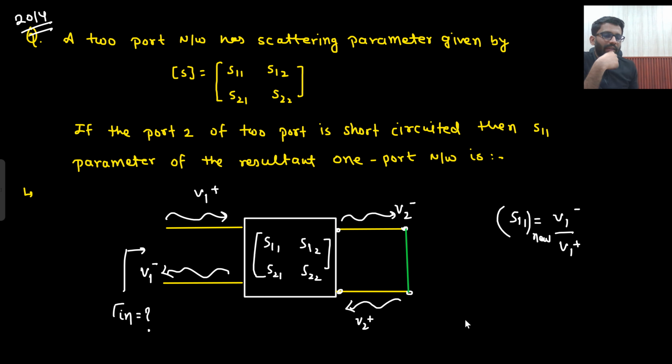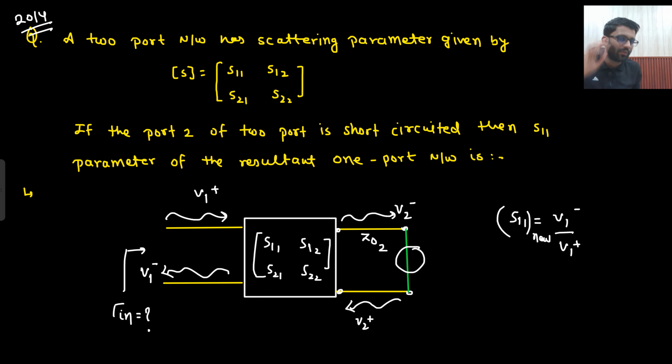Now here, can you let me know this load is this, let's just say this was having some characteristic impedance Z naught. We are assuming it. Okay. Now load is shorted. So can you let me know the value of V2 minus divided by V2 plus? V2 minus divided by V2 plus. What will be V2 minus divided by V2 plus?